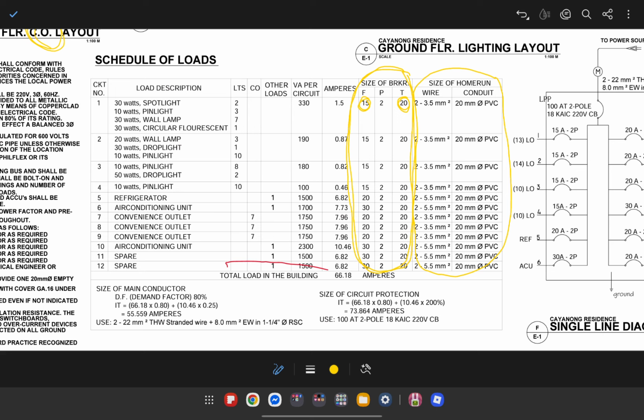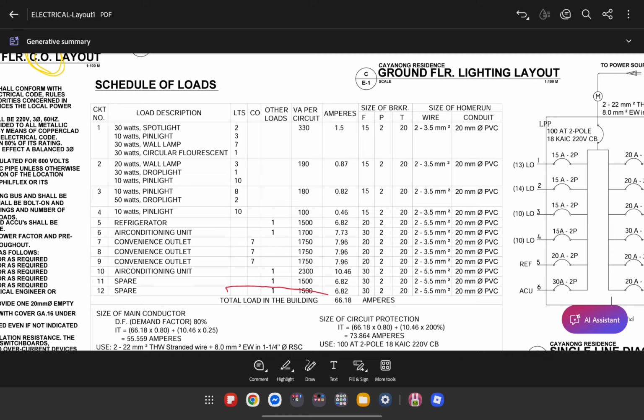Now there are other sizes. Again, this will depend on the calculated amperage for each circuit. So another one that's shown here is 20, and also there's 30. Now these are bigger loads because these belong to one refrigerator, air conditioning unit, and of course the convenience outlets.